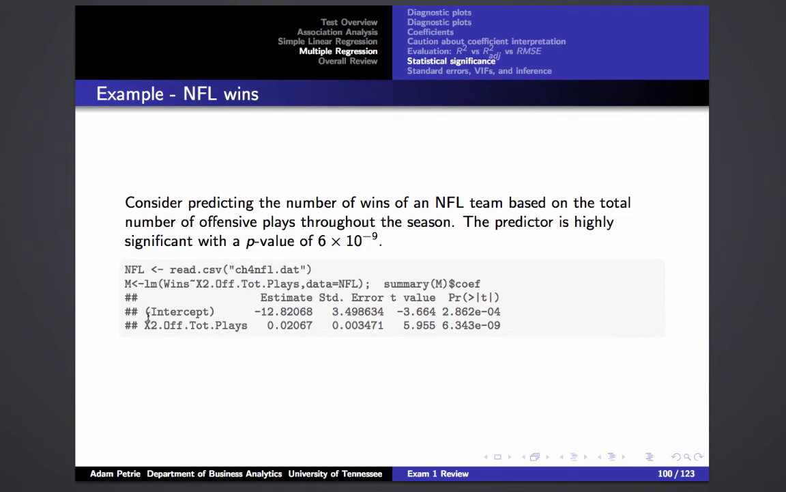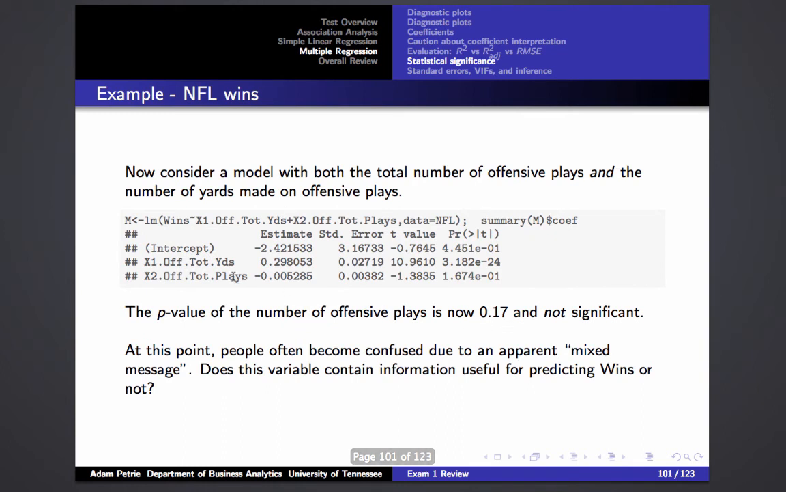Here we're predicting the number of wins of an NFL team by the number of offensive total plays. We see that it is statistically significant. That's great. However, in a model with offensive total yards, it is not significant because the p-value is now 17%. So what gives? Is this a contradiction? No, it's not, because the significance here is model dependent.